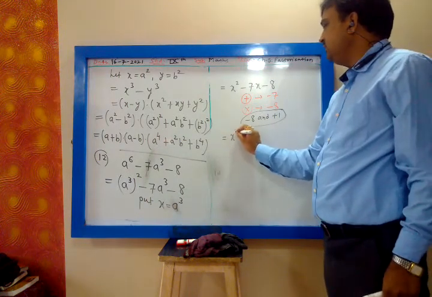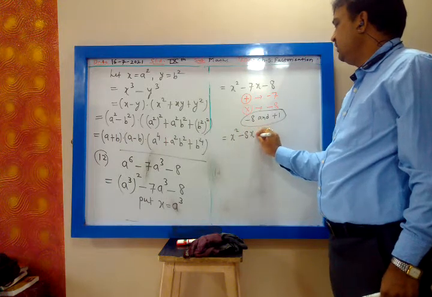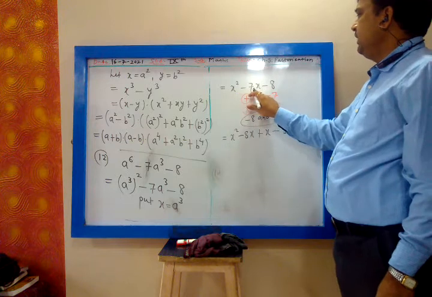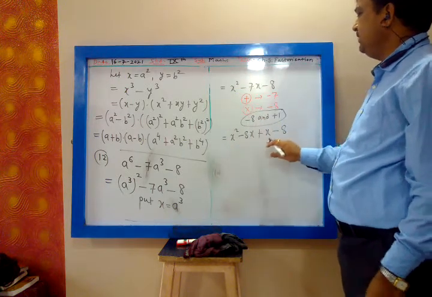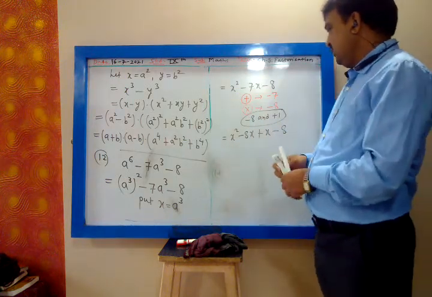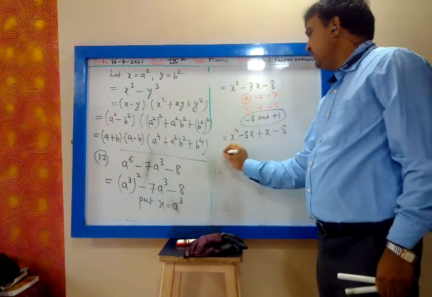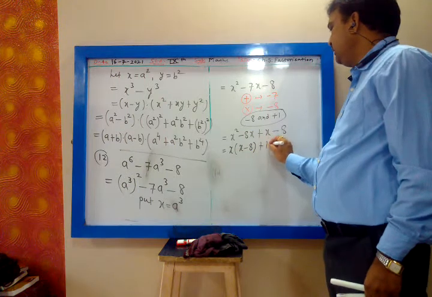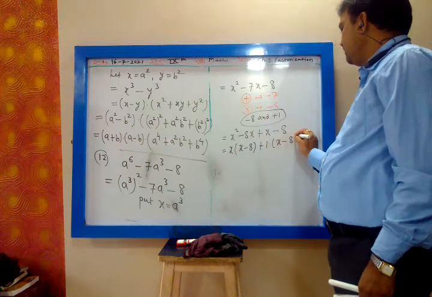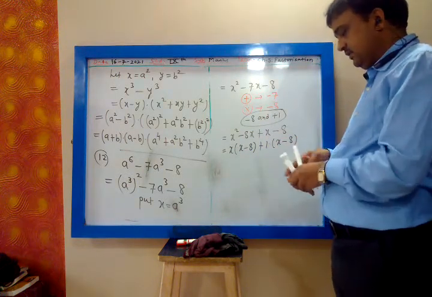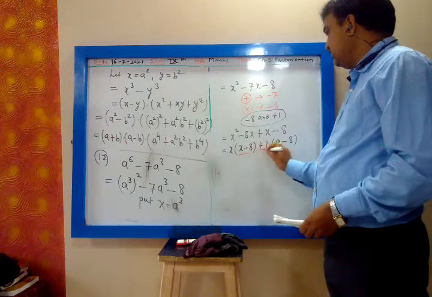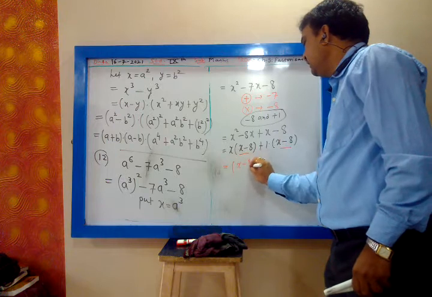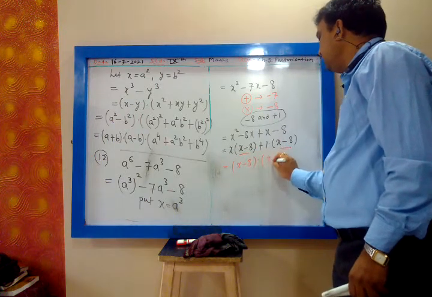So this I will write as x square minus 8x plus x minus 8. So the middle term we have split. Minus 7x I have written as minus 8x plus x. So x is common: x into (x minus 8) plus 1 into (x minus 8). x minus 8 is common. So that I can write (x minus 8) into (x plus 1).